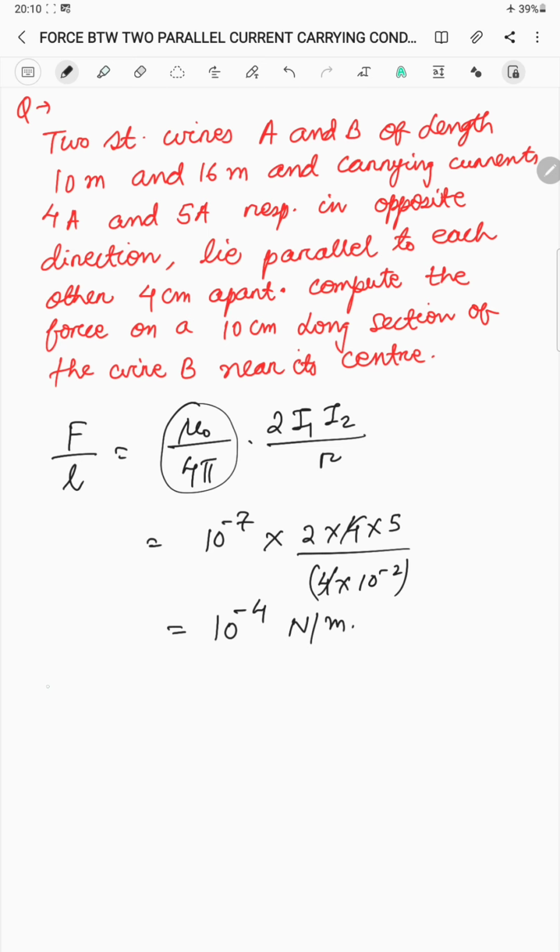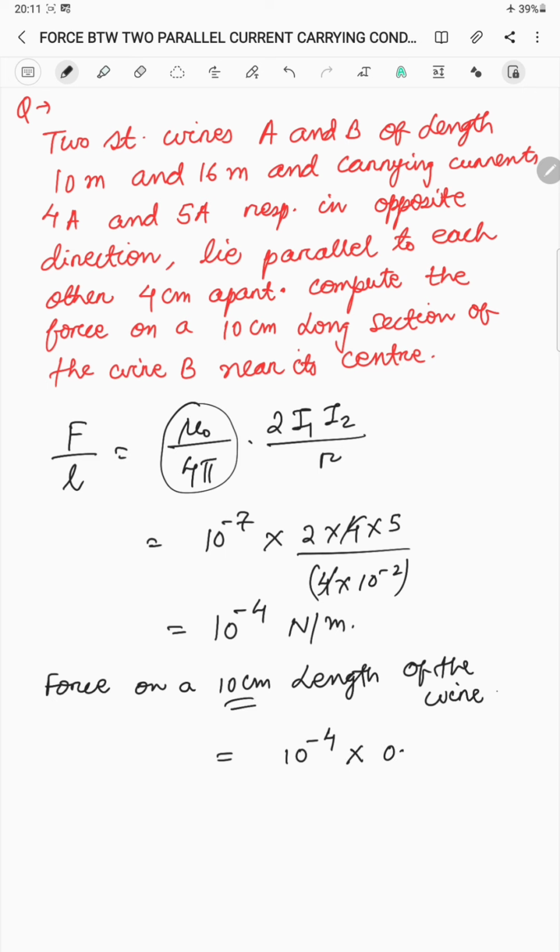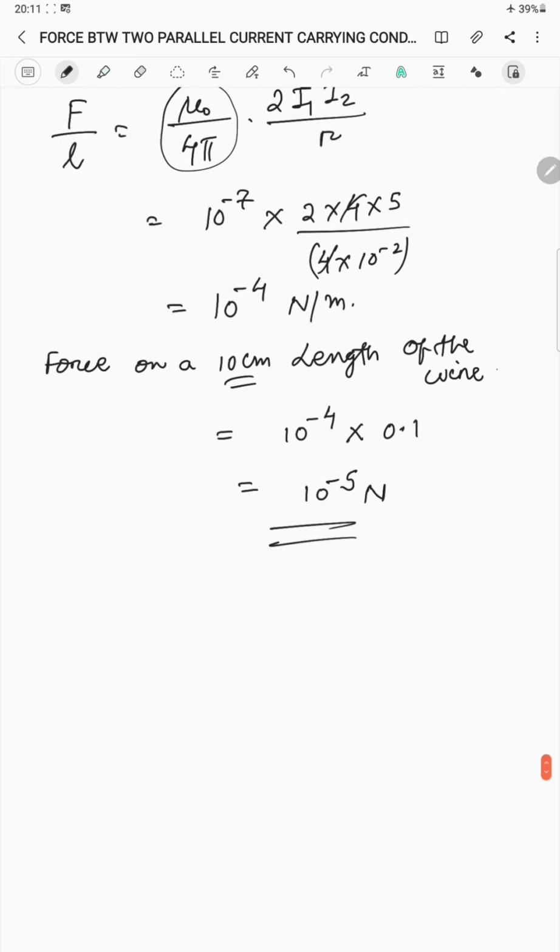Okay, now if it is asking to find out force on a 10 centimeter length of the wire, that will be equal to how much? 10 to the power minus 4 into the length. Which length? 10 centimeter, that means 0.1 meter. This gives you 10 to the power minus 5 Newton. Okay, so this is the required force which is going to be exerted.